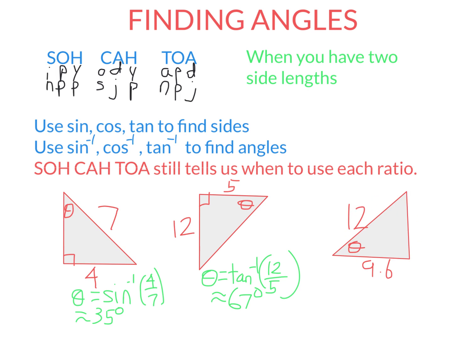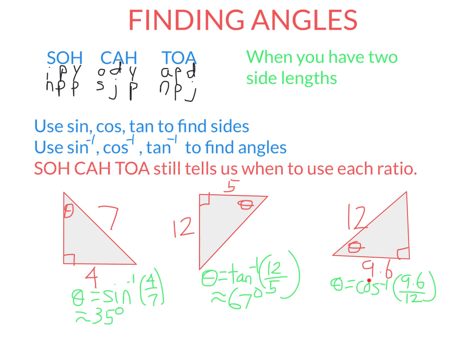All right, let's look at this one here. So we have theta here and our right angle over here. So 9.6 is adjacent to theta, 12 is the hypotenuse. So because we have adjacent and hypotenuse, we use cos. And because we're finding an angle, it's going to be cos inverse. So we have theta equals cos inverse of adjacent over hypotenuse, and we simply put this on our calculator.